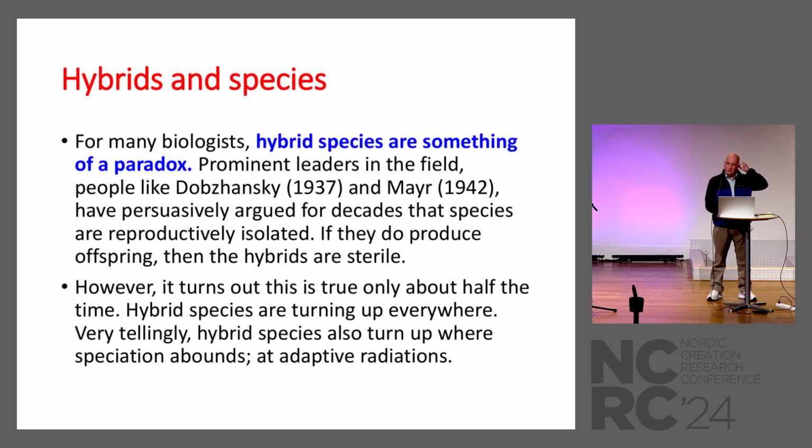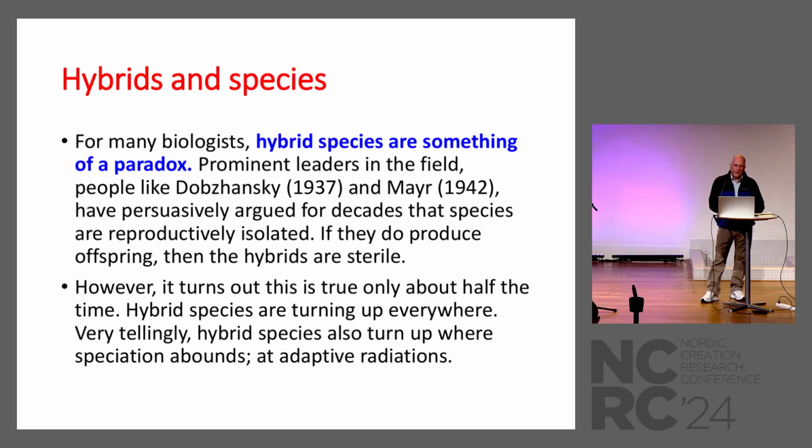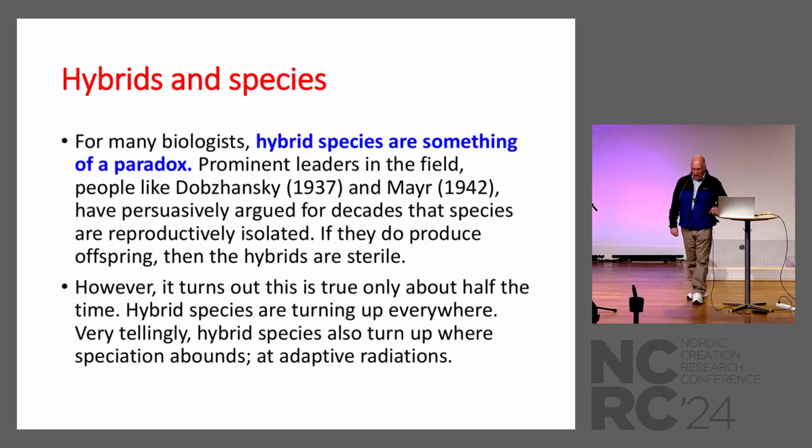For many biologists, hybrid species are actually something of a paradox. Why would that be the case? Because prominent leaders in the field, like Dobzhansky and Mayr, very famous biologists, for those who are not necessarily familiar with population genetics and so on, have persuasively argued for decades that species are reproductively isolated. If they do produce offspring, then the hybrids are sterile. Well, it turns out to be true, but only about half the time. Hybrid species are turning up everywhere. And very tellingly, hybrid species also turn up where speciation abounds.